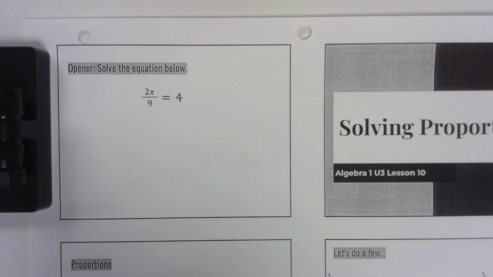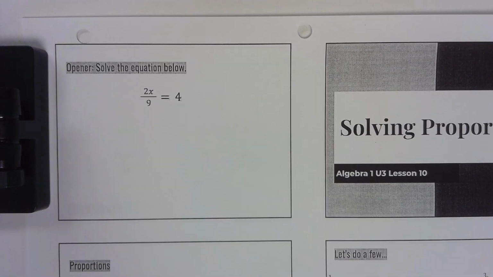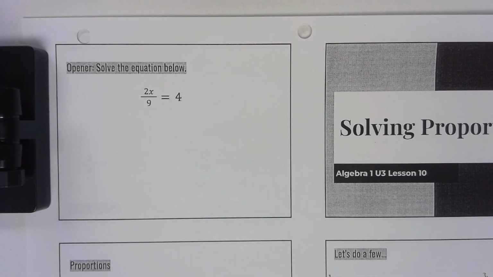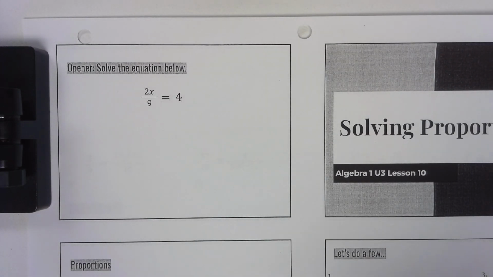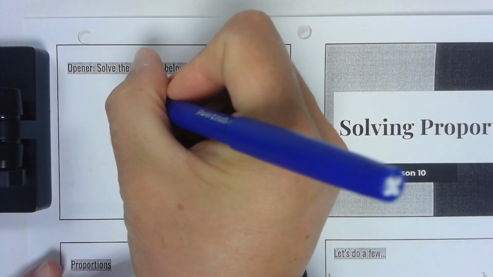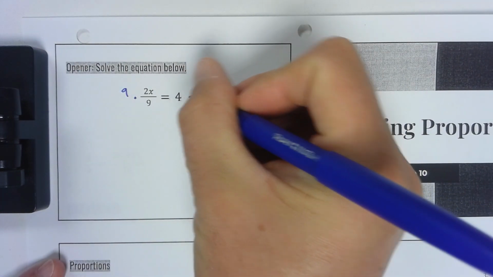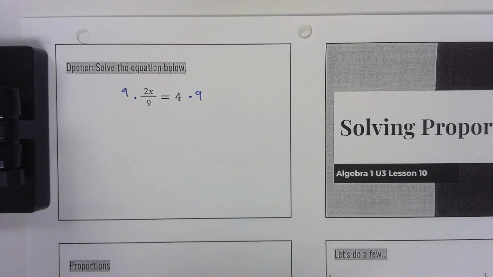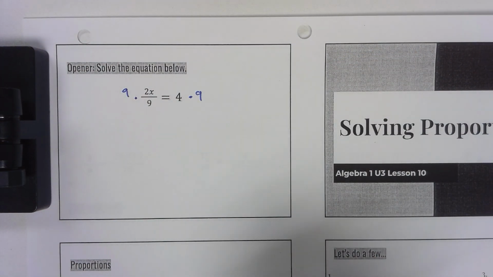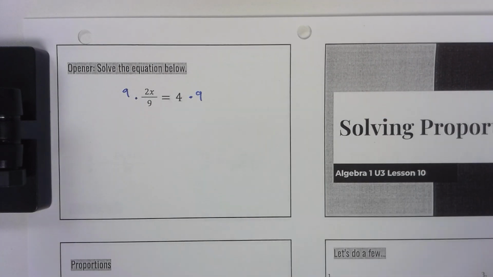This opener, we've actually been solving equations like this already, where when we see 2x divided by 9, we undo this fraction in 2 steps. We first undo the division by multiplying. So I'm going to multiply both sides by 9. And it's really important that we understand why we're multiplying by 9, right? It's to undo the dividing by 9.